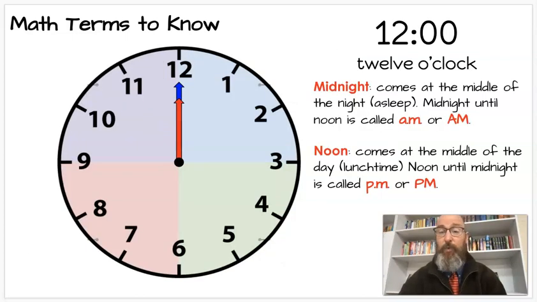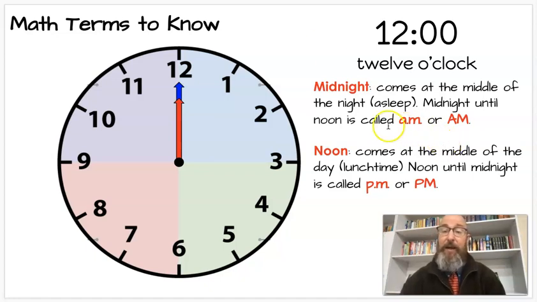And last, we have 12 o'clock. And the reason 12 o'clock is an important thing to know is because 12 o'clock has 2 names, midnight and noon. Midnight comes at the middle of the night. That's why it's called midnight. Think about that, midnight being, that's when you're asleep. Noon comes in the middle of the day. Think about lunchtime. That's called noon.